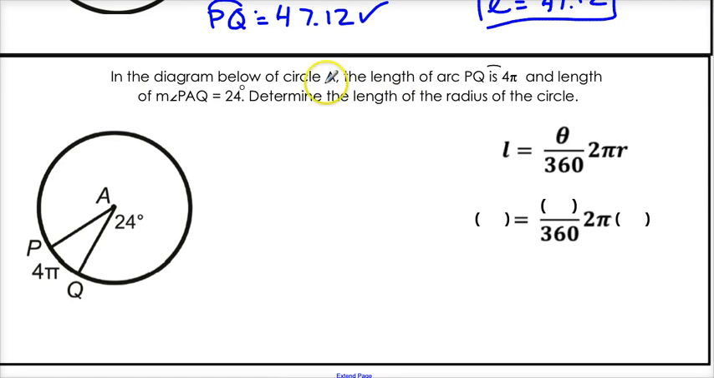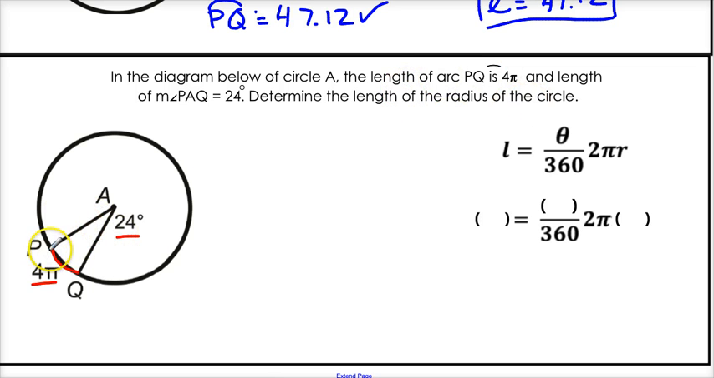Last problem. This is once again one of those challenging kind of problems. In the diagram below of circle A, the length of arc PQ is 4 pi. So this right here is 4 pi. That's given to us. And the measure of PAQ is 24 degrees. Determine the length of the radius of the circle.